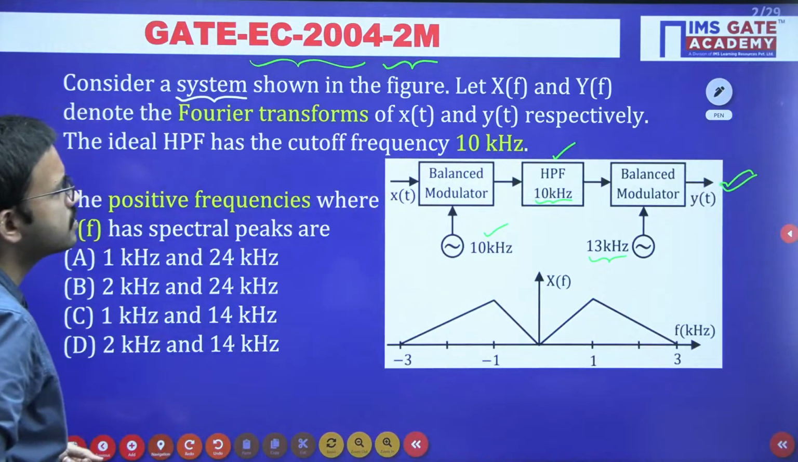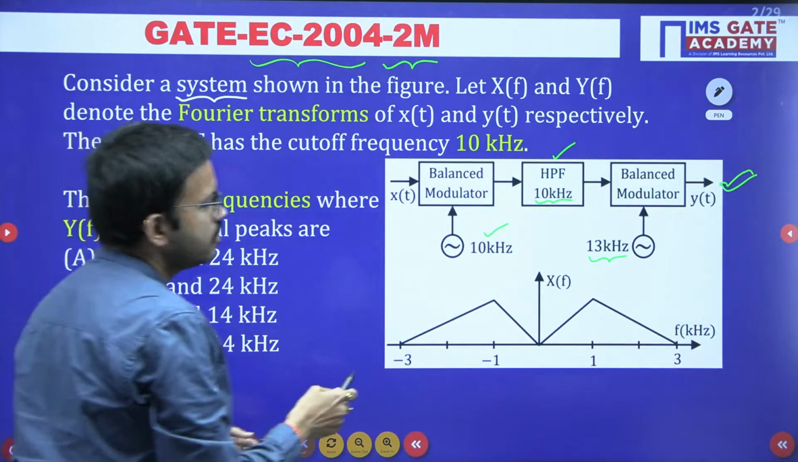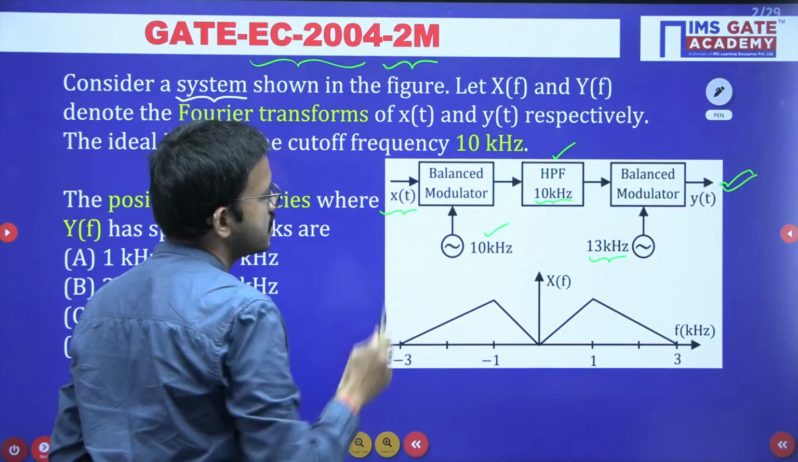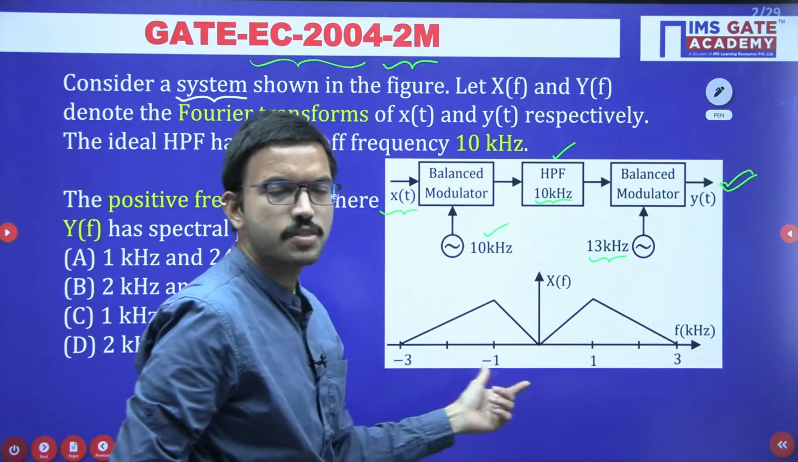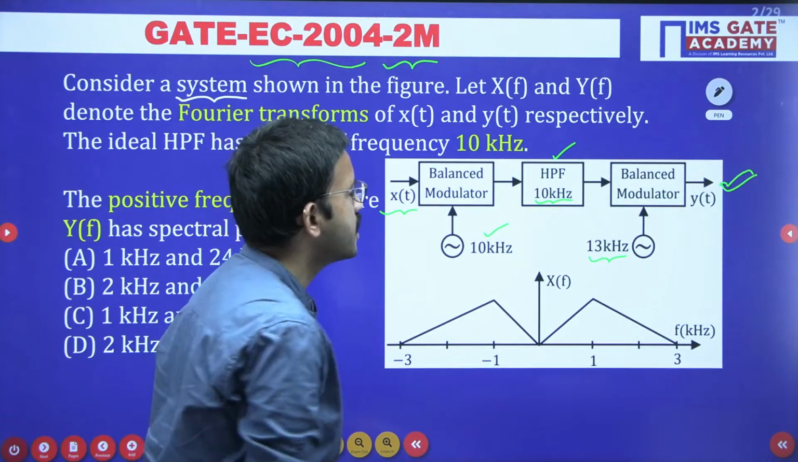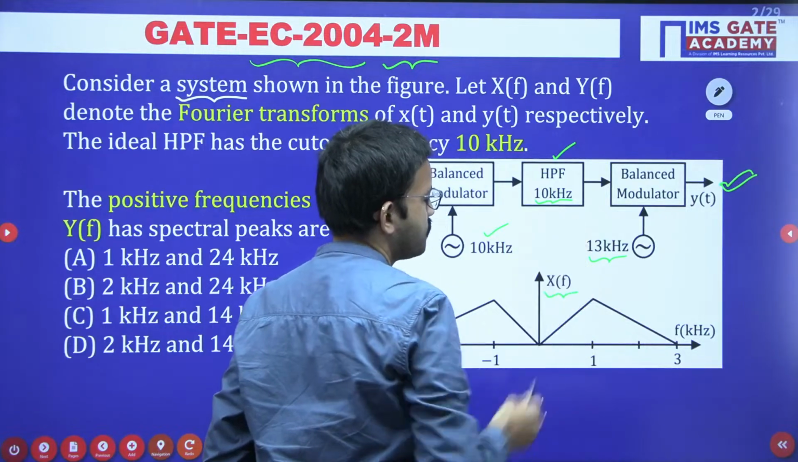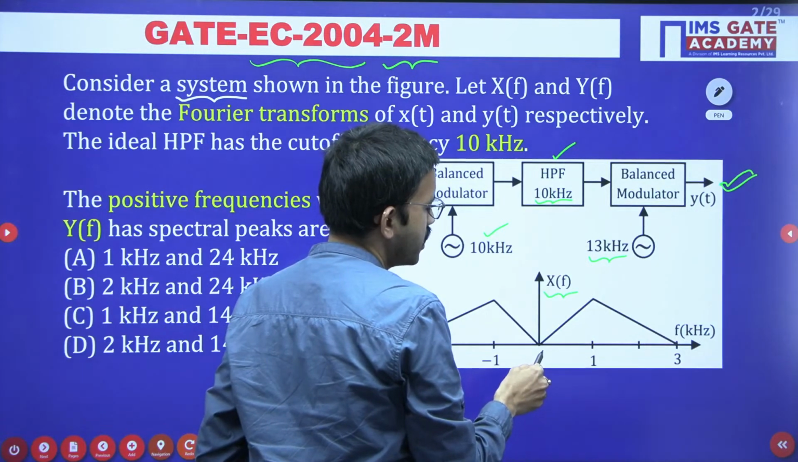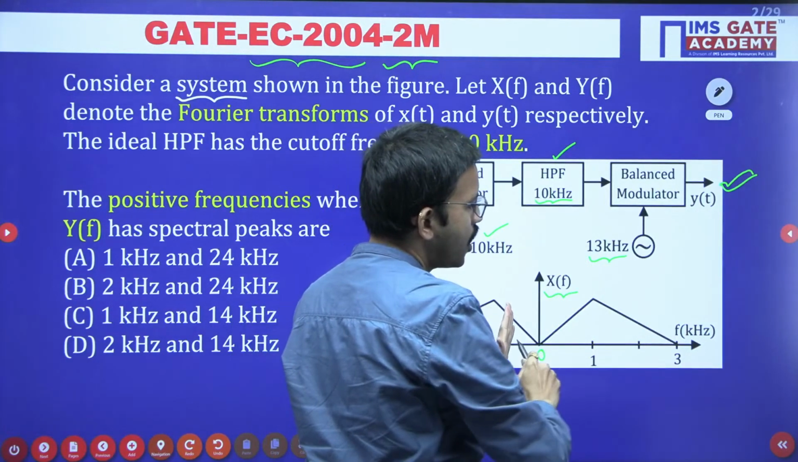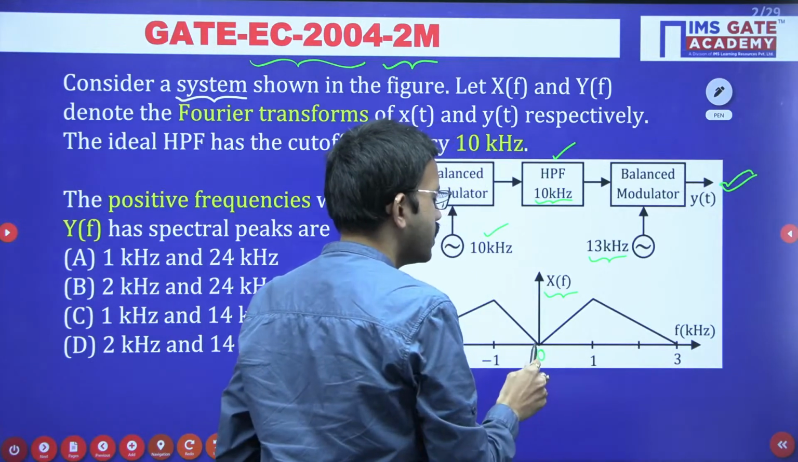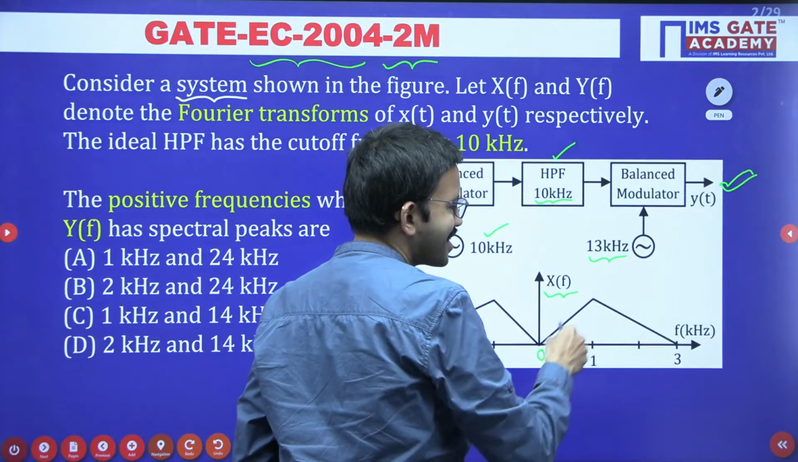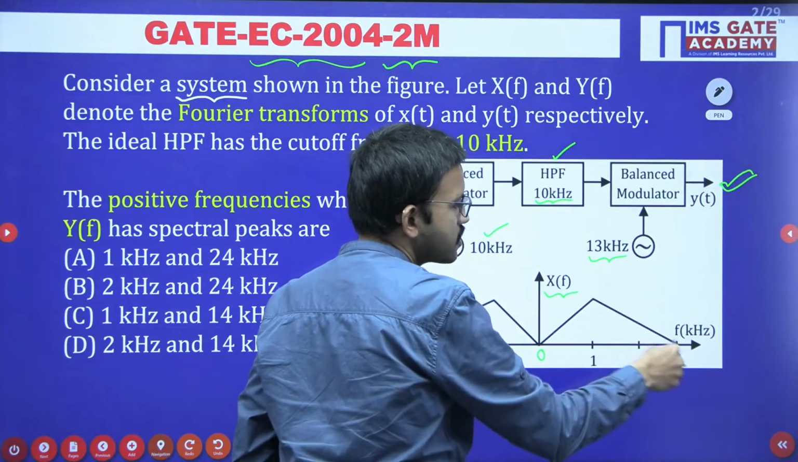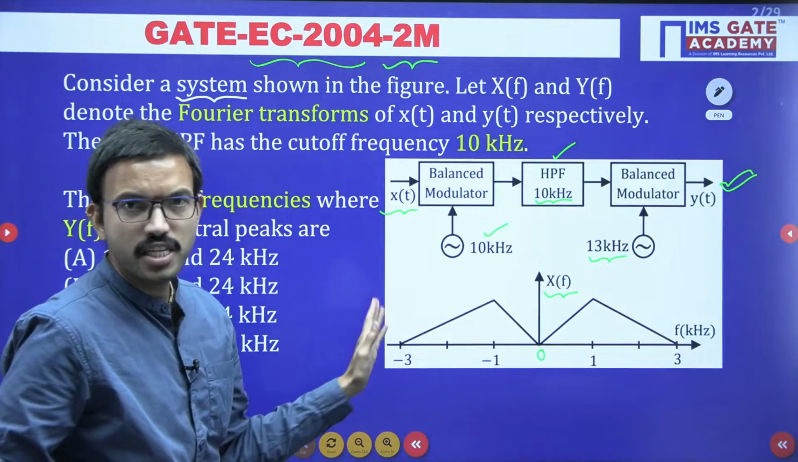In this question, regarding the x of t signal, they have given the corresponding frequency spectrum, that is, capital X of f. Here it starts from 0. If you observe the positive frequency axis, it starts from 0 and goes up to 3: from 0 to 1 it is rising, and from 1 to 3 it is falling. Okay, just for symmetry.